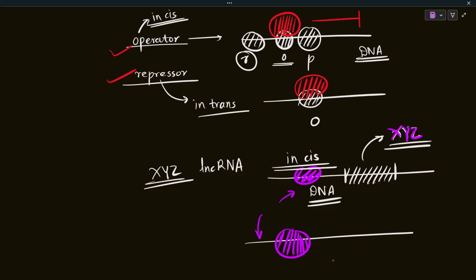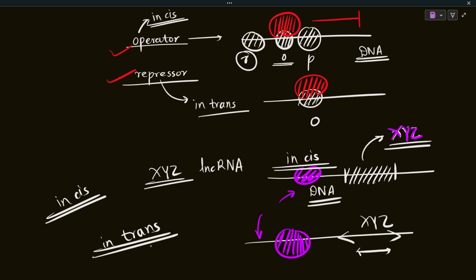For example, this is a DNA molecule, a DNA strand which doesn't have the sequence which codes for XYZ. So when it works in cis, it works on the DNA strand from which it is synthesized, and in trans it can work on the DNA no matter whether it is the DNA of origin or not. I hope it's clear.